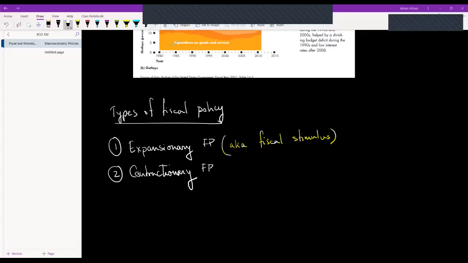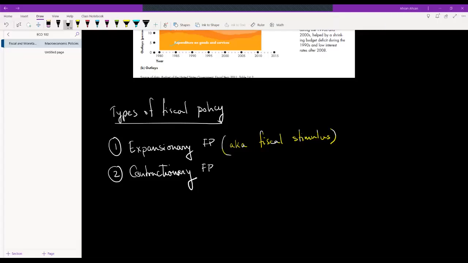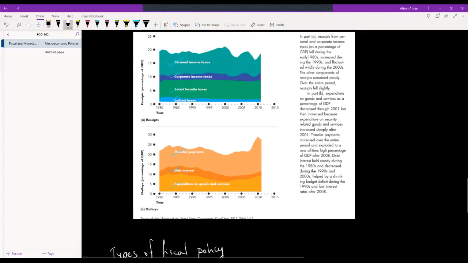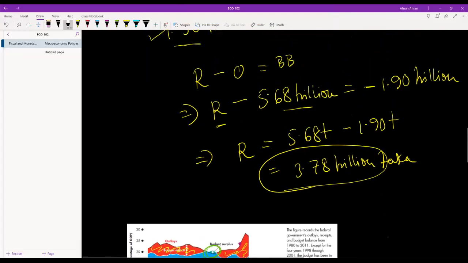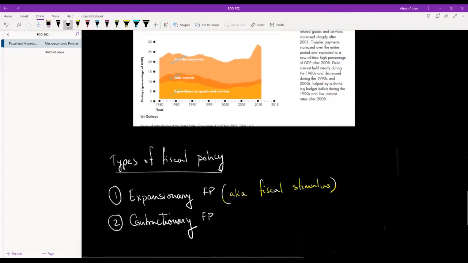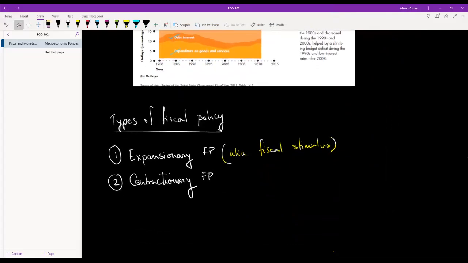Okay, so in the last video, we talked about fiscal policy, what it is. We took a look at its definition. We saw some examples from US and Bangladesh. So now let's talk about different types of fiscal policy.